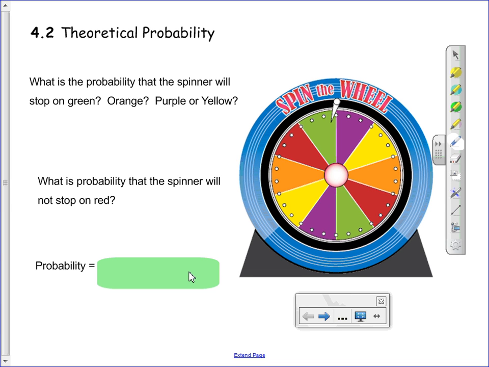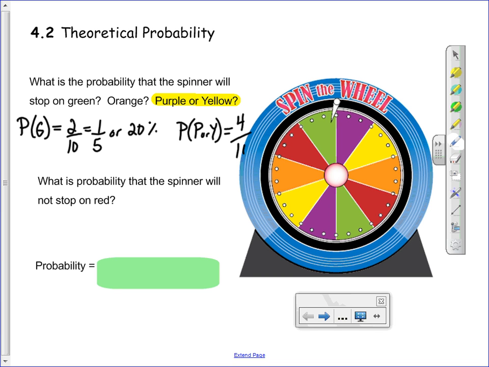Well, I would say the probability of it stopping at green is 2 out of however many there are. 2, 4, 6, 8, there's 10 of them. So 2 out of 10, which is 1 out of 5, which could also be written as 20%. Well, what if it was the probability of it being purple or yellow? How many are purple or yellow? 1, 2, 3, 4. So that'd be 4 out of 10, which is 2 out of 5, which is 40%.